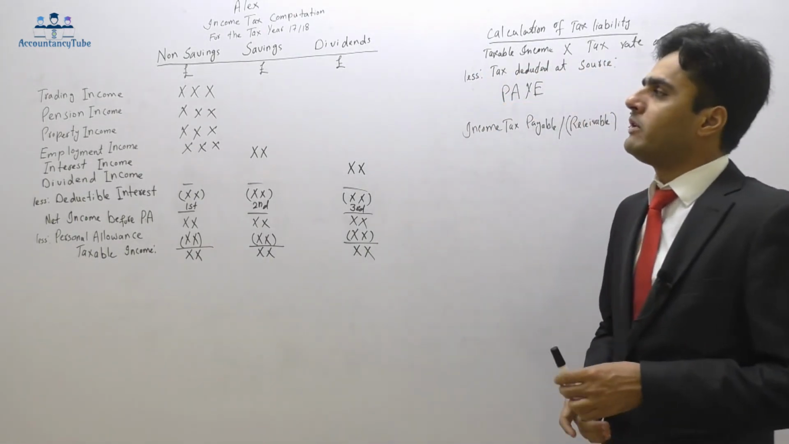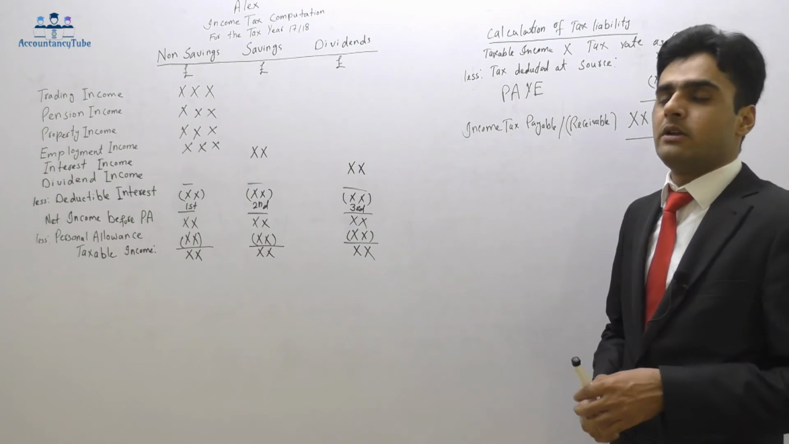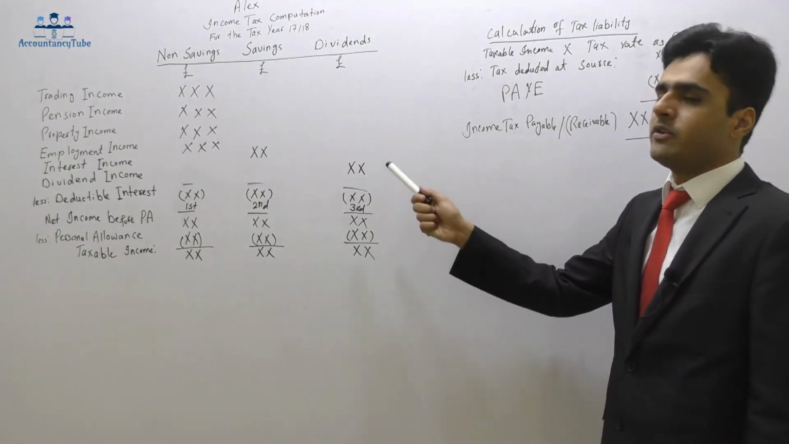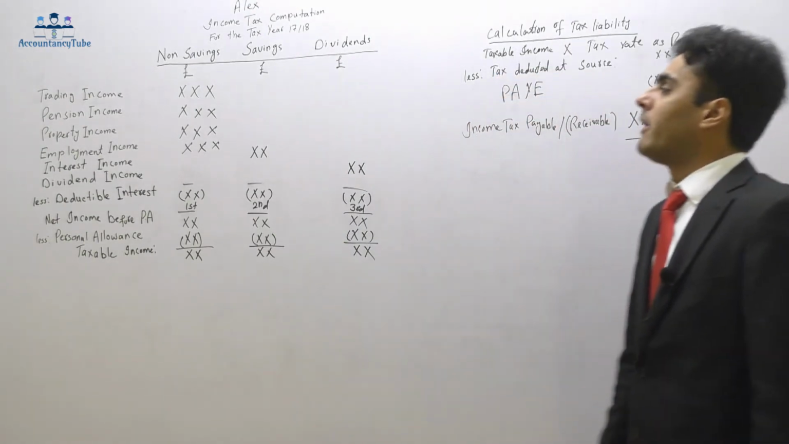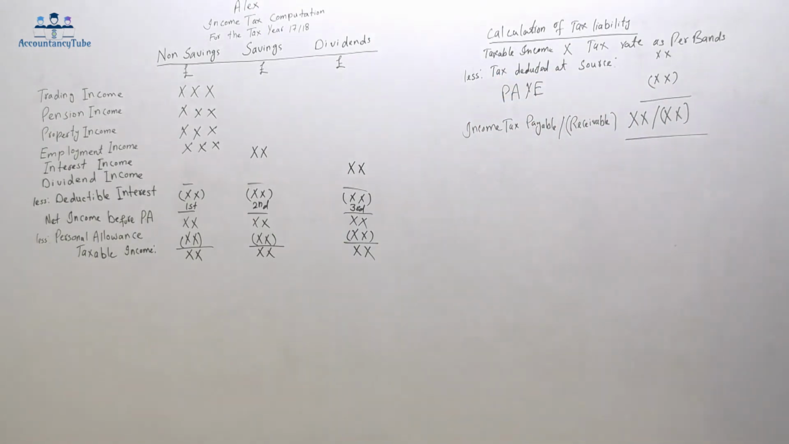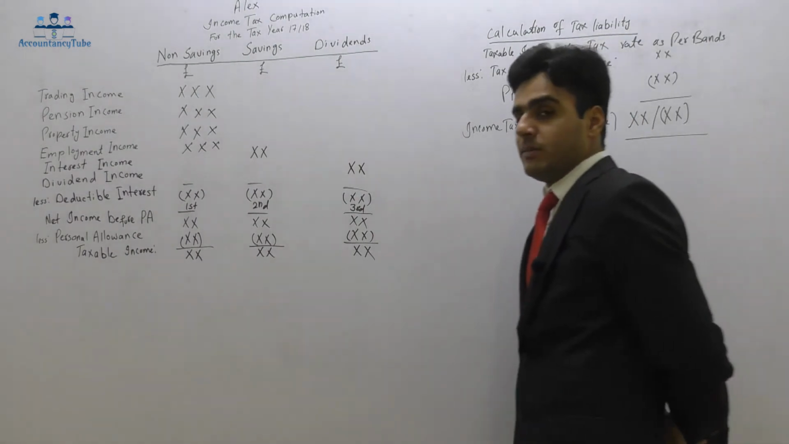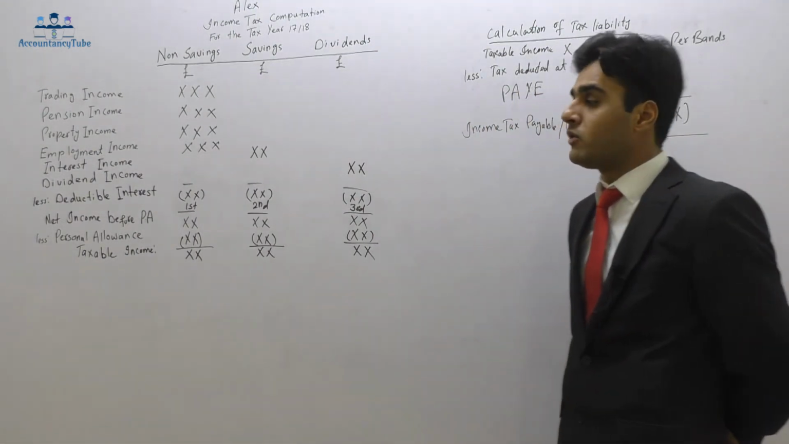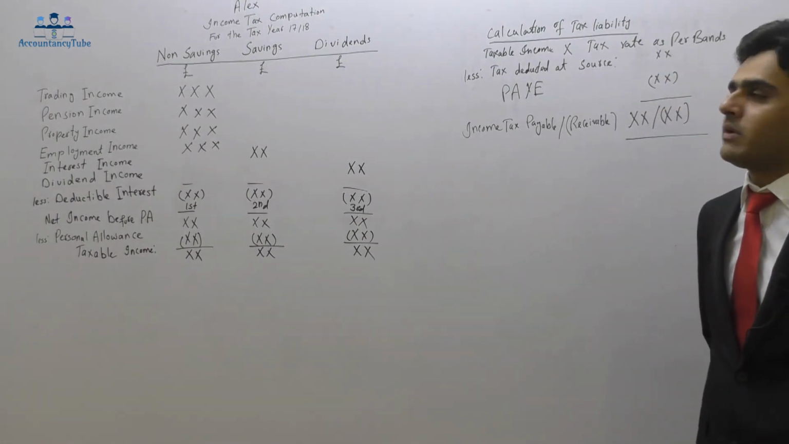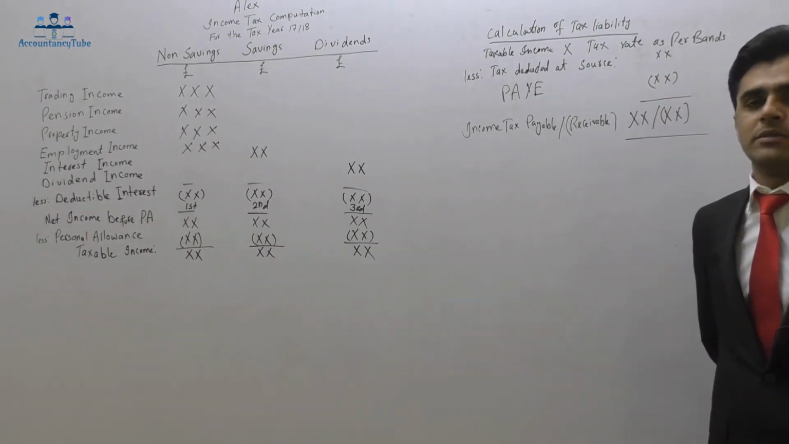Then divide the income into three sections: non-savings, savings, and dividend. Dividend income will always go into the dividend section. Interest income will go into the savings income. The rest of the stuff will go into the non-savings income. We'll have to deduct the deductible interest out of the non-savings income first, then from savings, and finally from dividends. So is personal allowance: first from non-savings, then from savings, and finally from dividend.